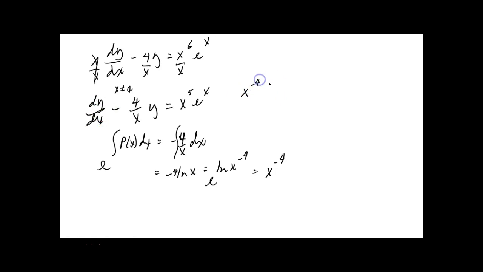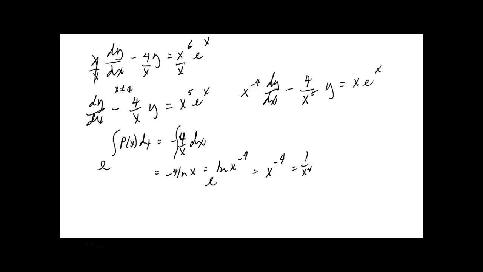x to the minus 4 dy dx minus 4 over x to the 5th, right? Because x to the minus 4 is 1 over x to the 4th. Multiply that by that and you get minus 4 x to the minus 5 times y is equal to, and when I multiply x to the minus 4 times x to the 5th, that's going to be x e to the x. Got it? Everybody agree?